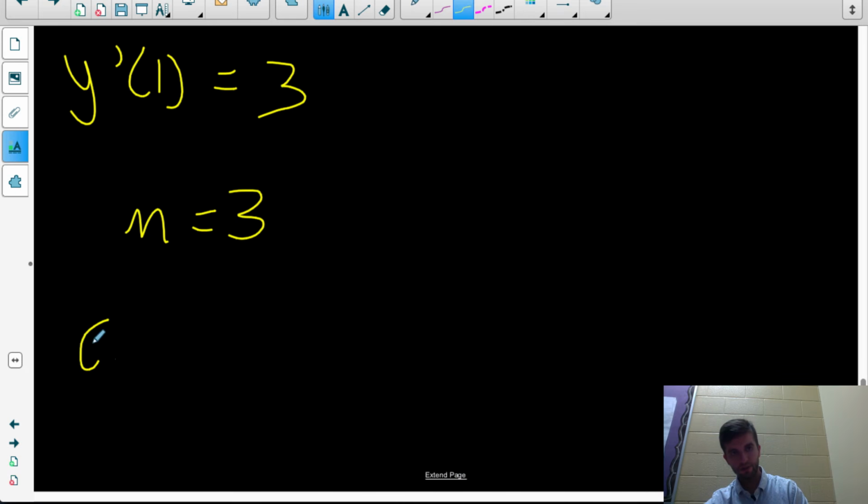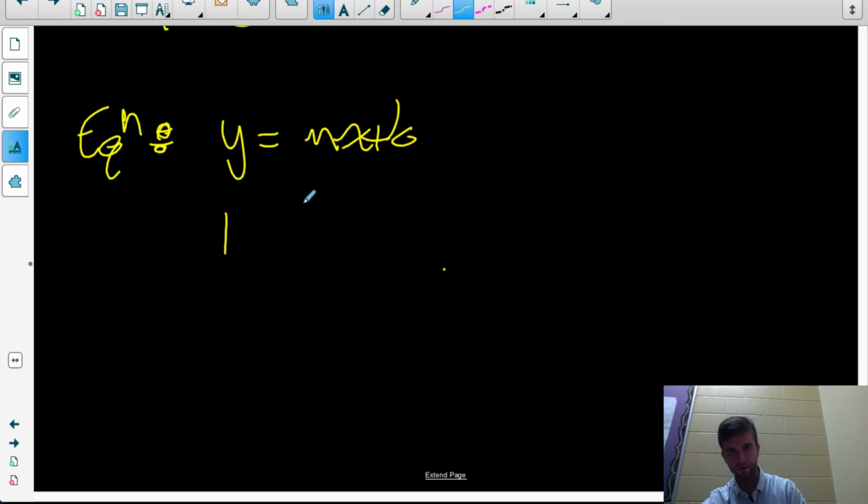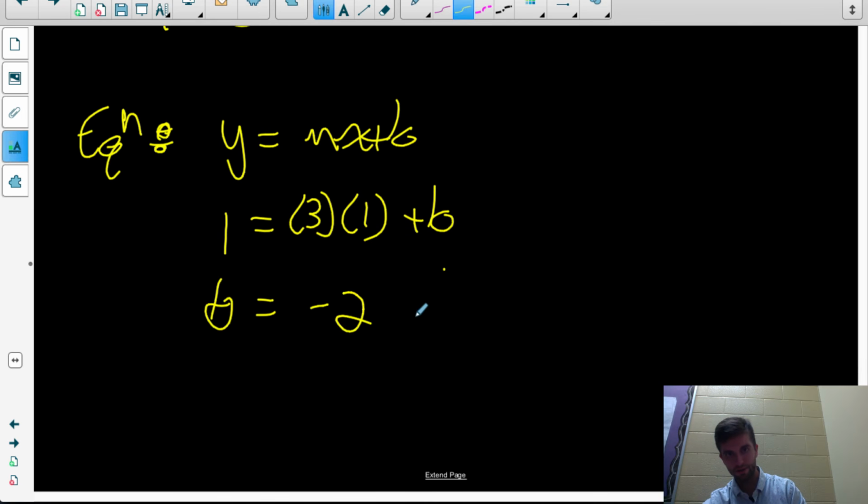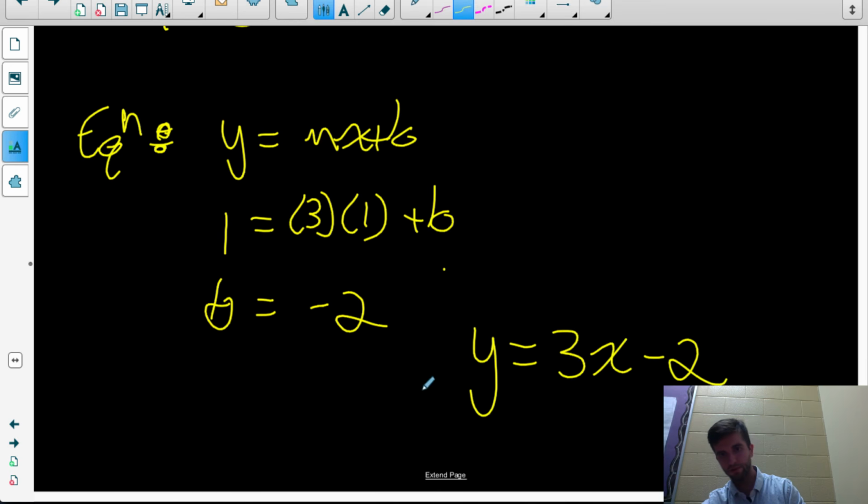So our equation of our tangent line, we'll write it in y equals mx plus b form. And we know our x, y point was (1, 1), so I can replace the x and the y with 1s. And our slope we just found out was 3. Now let's just solve for the y-intercept. And when we rearrange this, we'll get b equals negative 2. So the equation of our line is y equals 3x minus 2.